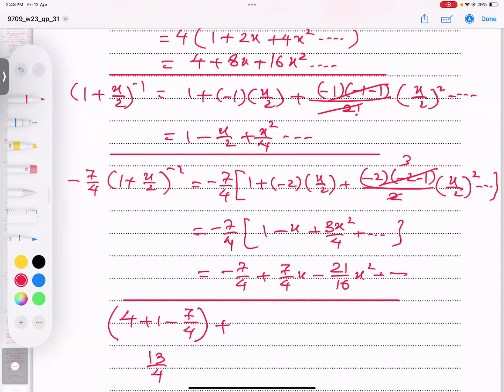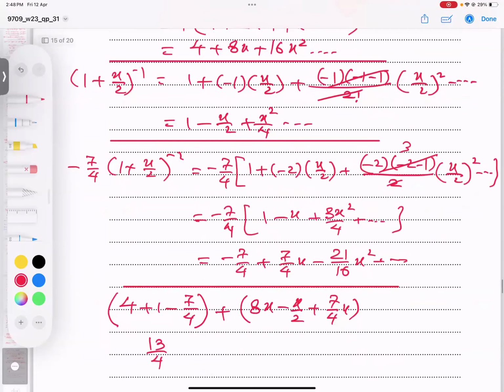Now I deal with the x values, x, x, and x. And I'm writing what, student? 8x minus x by 2 and plus 7 over 4 times 2x. So 8 minus ½ and plus 7 by 4. And I get what, students? I'm getting here 37 over 4x.